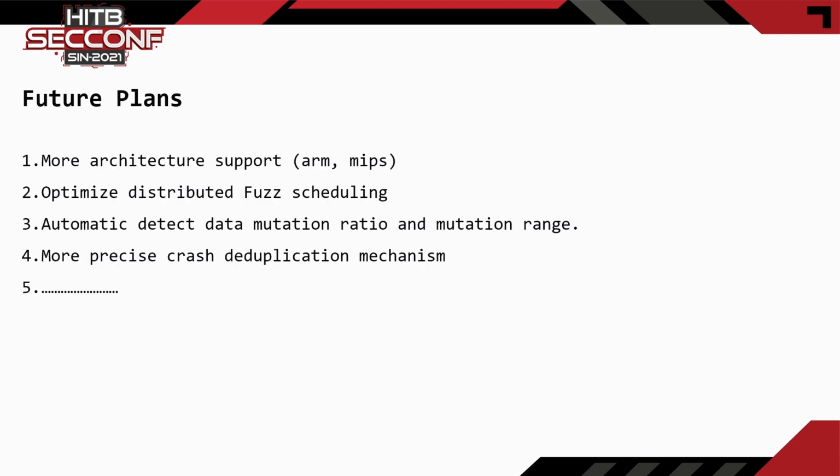There are some future plans. First, support more architectures such as ARM and MIPS. Second, optimize the distributed fuzzing scheduling. Third, automatically detect data mutation ratio and mutation range. Fourth, a more precise crash deduplication mechanism, and so on.